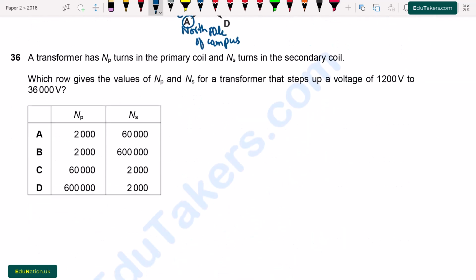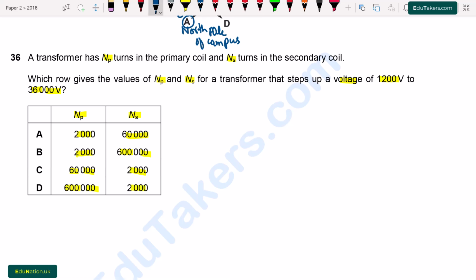Question number 36. A transformer has NP turns in the primary coil and NS turns in the secondary coil. Which row gives the value of NP and NS for the transformer that steps up a voltage of 1200 volt to 36,000 volt? NP and NS. Option A 2000, 60,000; B 2000, 600,000; C 60,000 and 2000; D 600,000 and 2000.